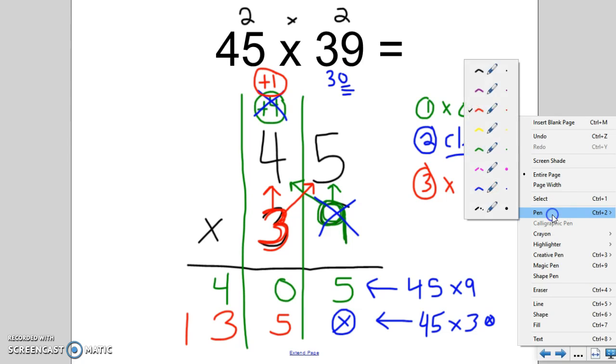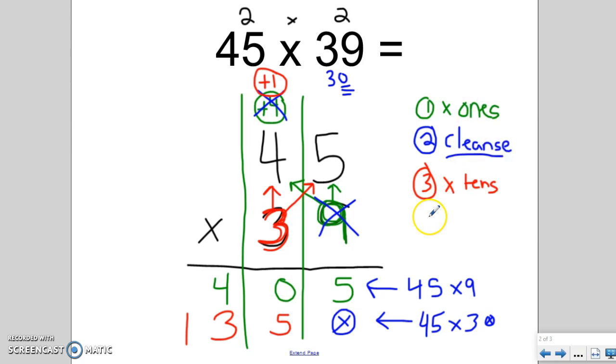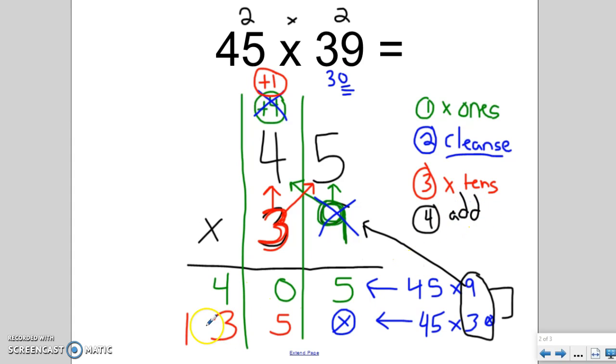Now comes a step that maybe will help you realize why we need to make sure we're lining up in our place value spots. And that is, we're going to take these two parts. We know that 30 plus 9 is 39. You can see that's what we're trying to figure out what the answer is, 39 times 45. So now I need to add these two amounts together. So I have 405 and 1,350. I didn't leave myself very much room, so let's try this.